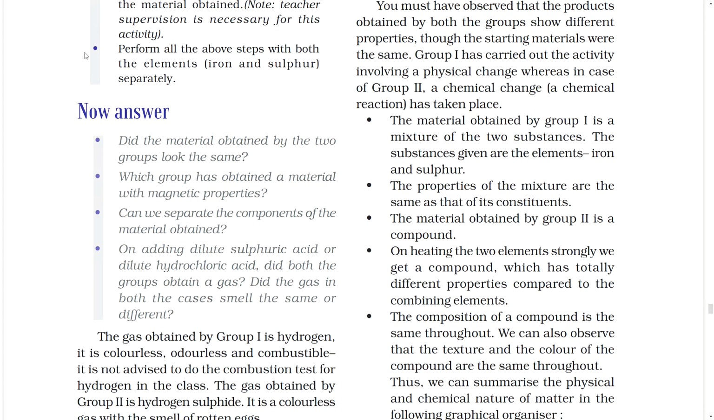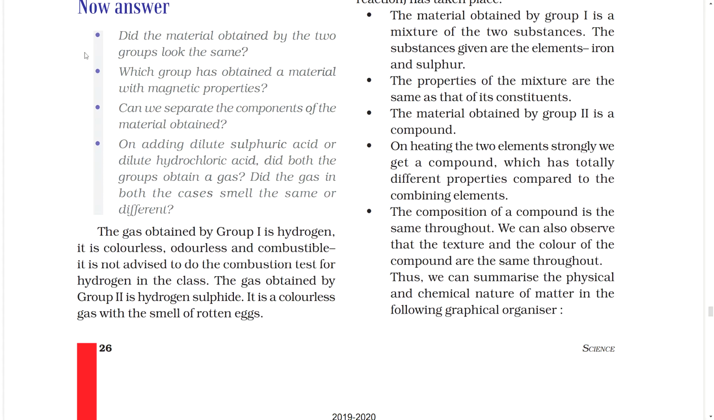Now answer. The gas obtained by group 1 is hydrogen. It is colorless, odorless and combustible. It is not wise to do the combustion test for hydrogen in the class. The gas obtained by group 2 is hydrogen sulfide. It is a colorless gas with the smell of rotten eggs.